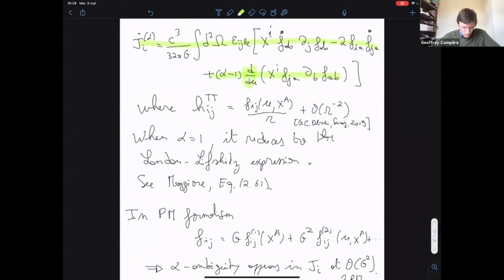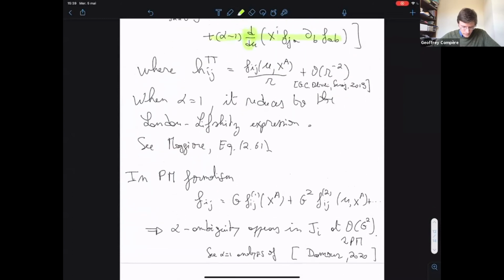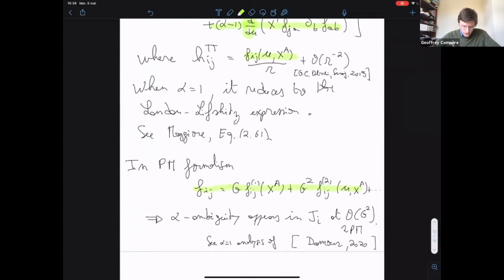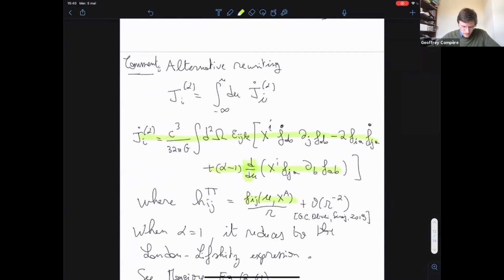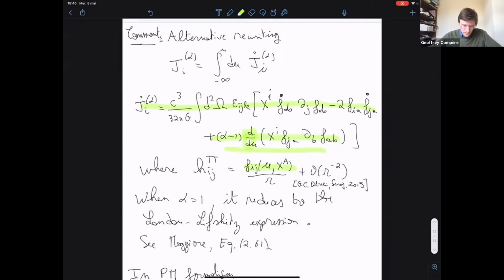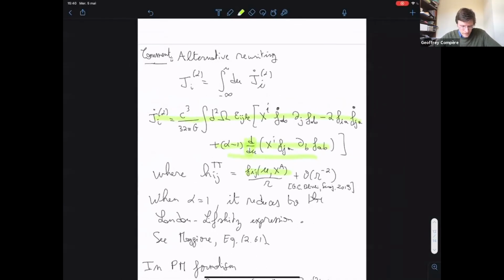And so in the post-Minkowskian formalism, since we have this property that the trace-free part of H is independent at first order, the alpha ambiguity appears at order G squared. So in the recent analysis of Thibault, alpha 1 was used consistently everywhere, and that's that. When one compares different papers, one has to check that the definition is the same. Okay, just to mention that. I will stop here.